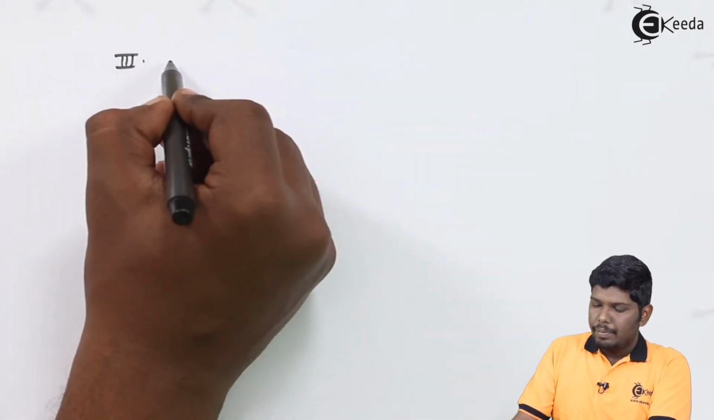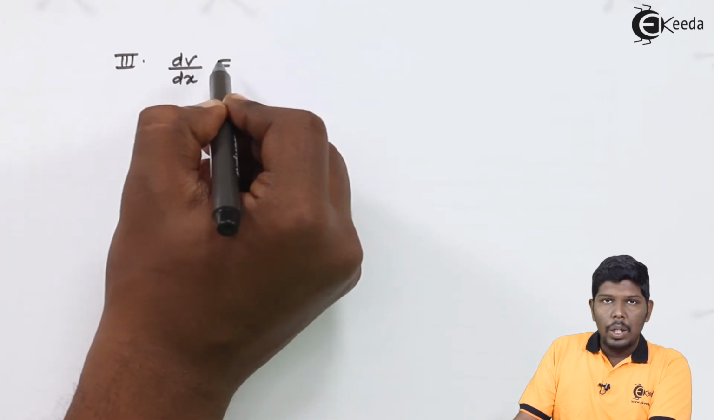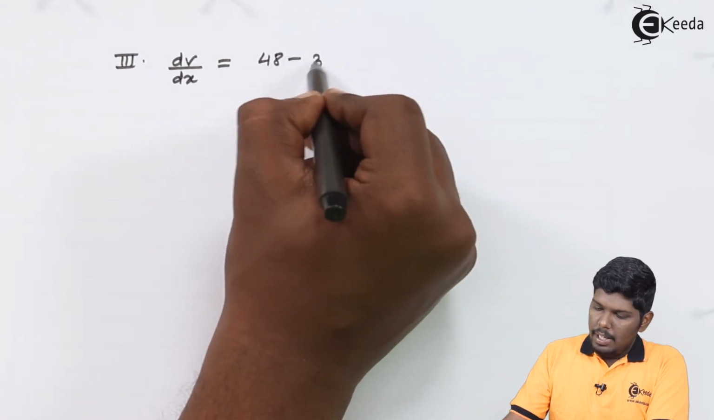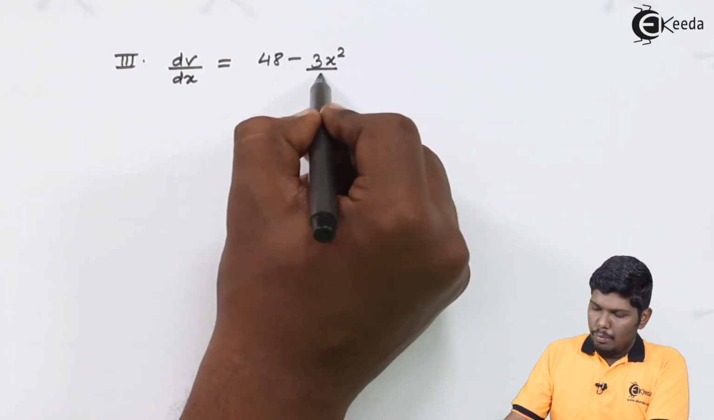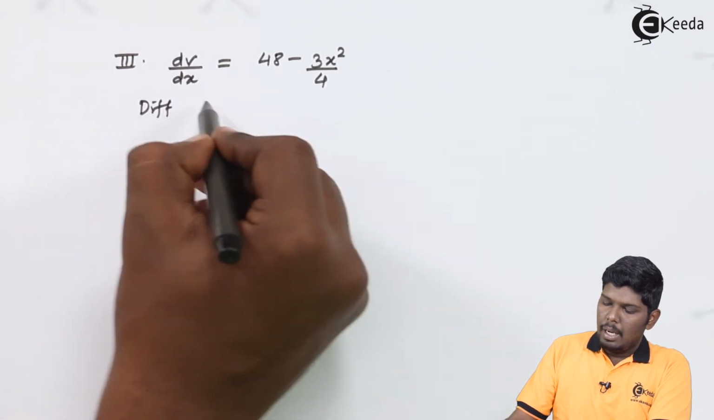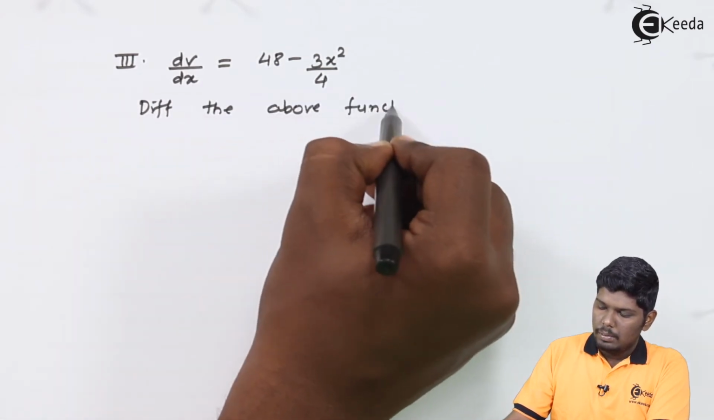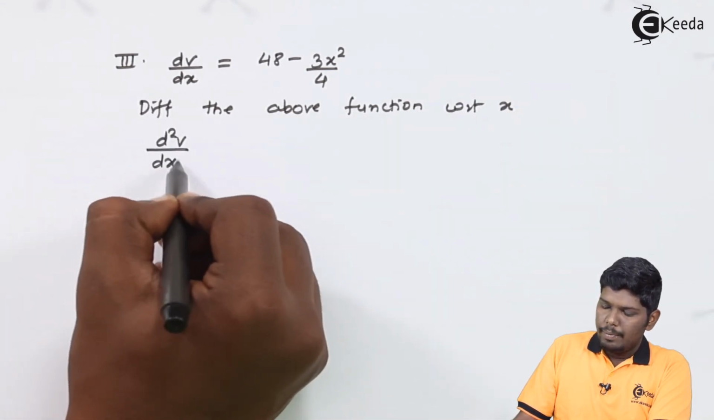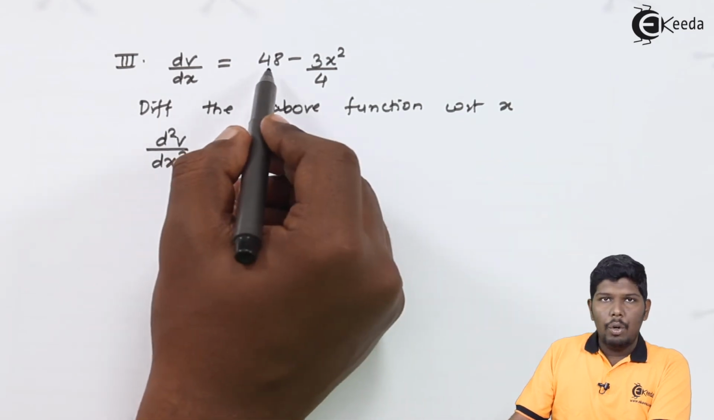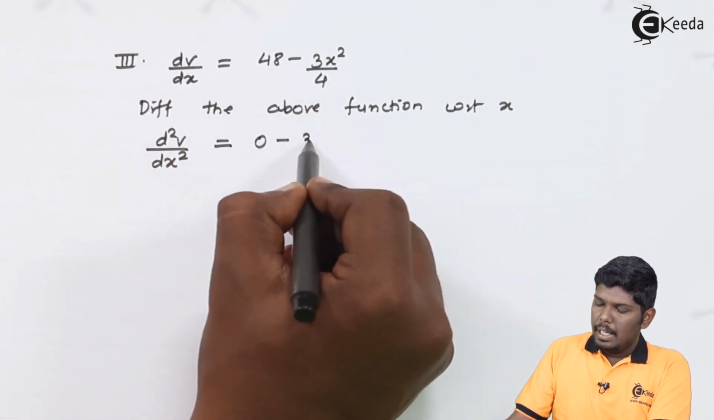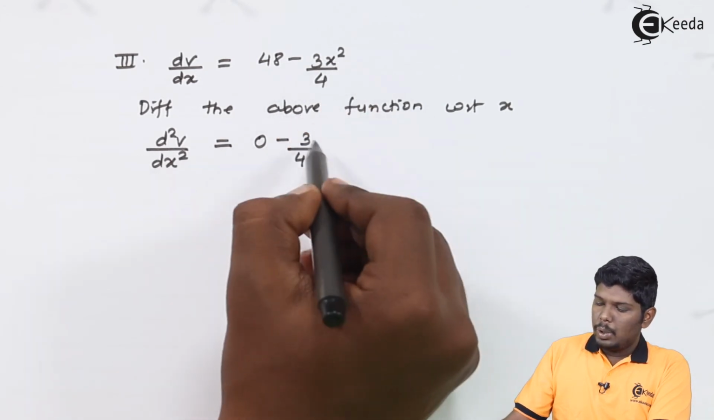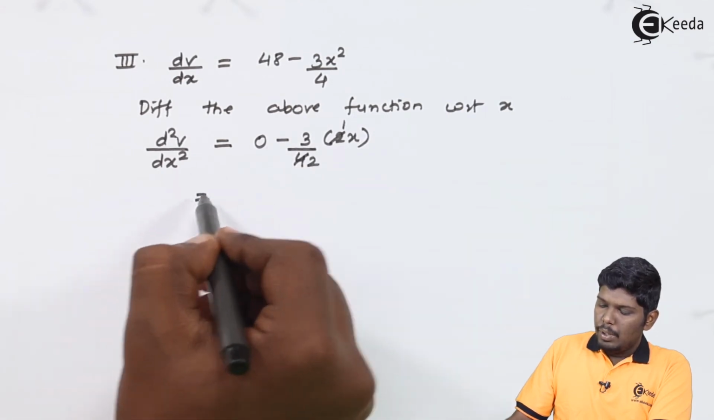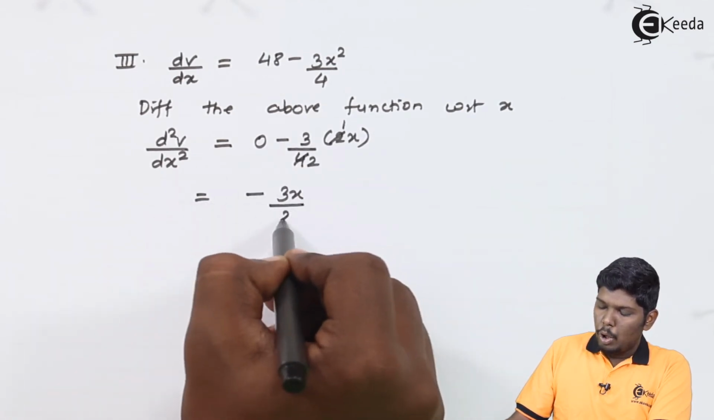In step number 3, dv by dx was equal to 48 minus 3x square upon 4. Differentiating the above function with respect to x, we have d2v by dx square is equal to derivative of 48 will be 0 minus 3 by 4 is a constant. Derivative of x square will give you 2x. 2 1s are 2, 2 2s are 4. This will give you minus 3x upon 2.